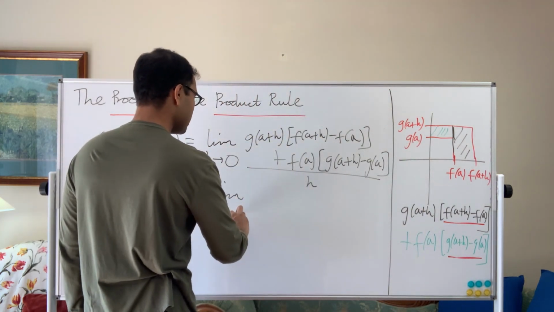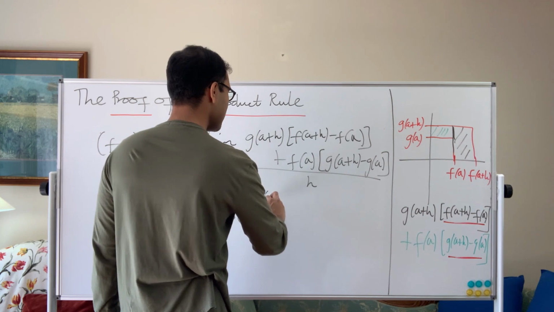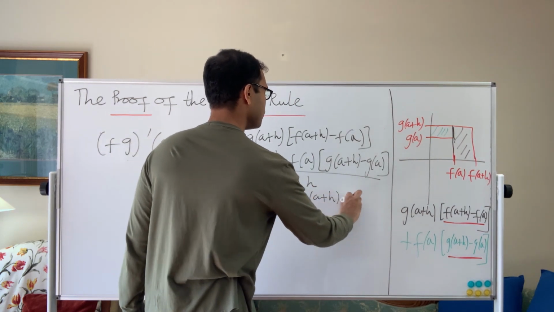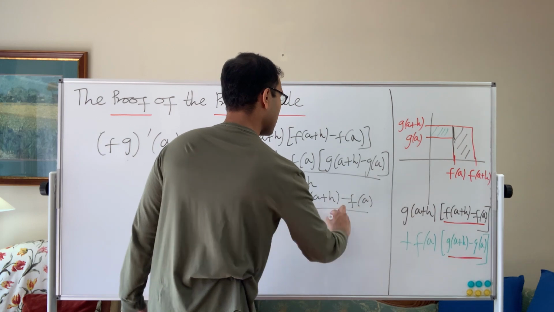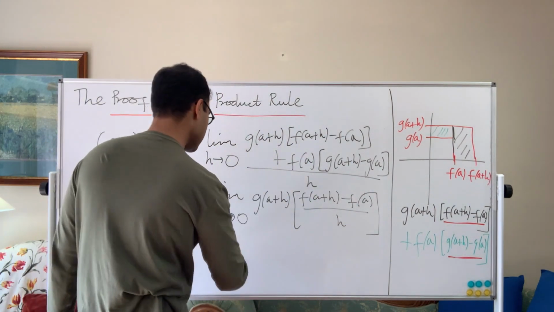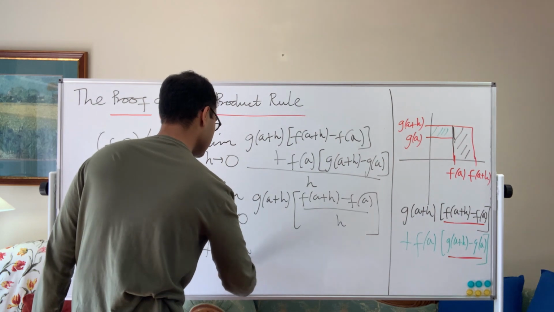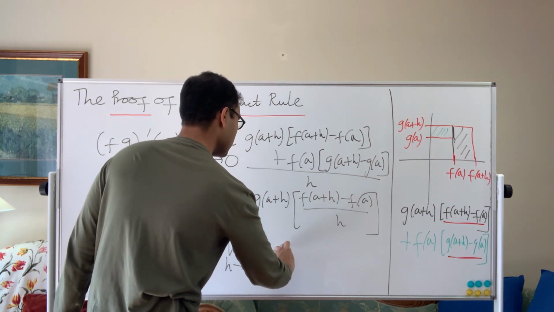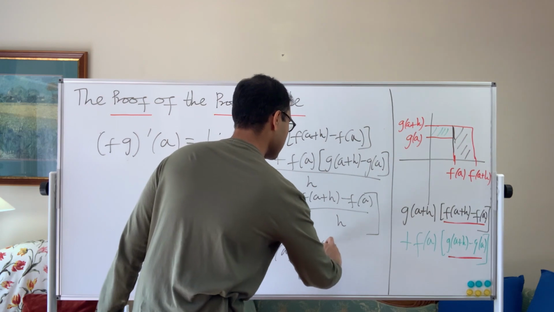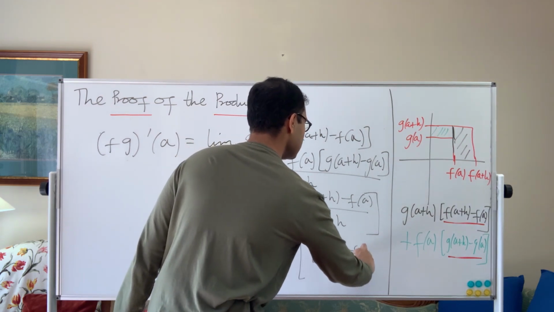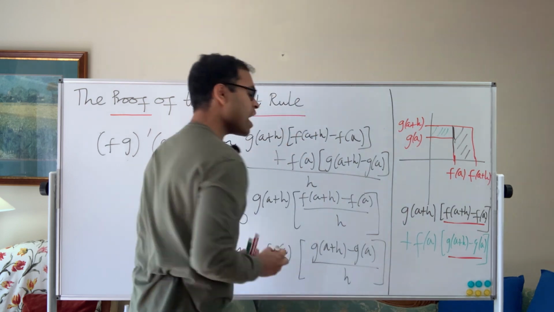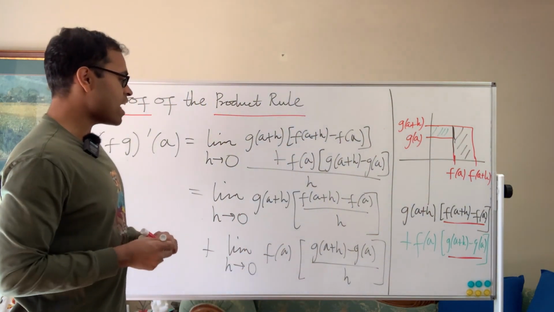So we can say this is the limit as h goes to 0 of g of a plus h times f of a plus h minus f of a, divided by h. And then we're going to get plus the limit as h goes to 0 of the other term, which is f of a times g of a plus h minus g of a divided by h. And now we've got these two limits, we can evaluate them separately.